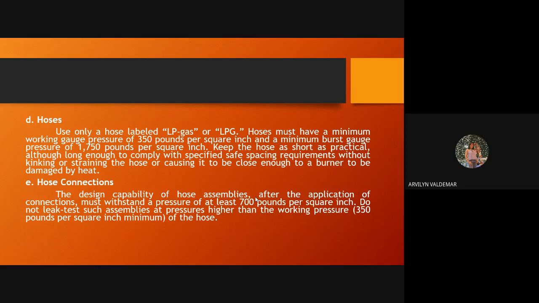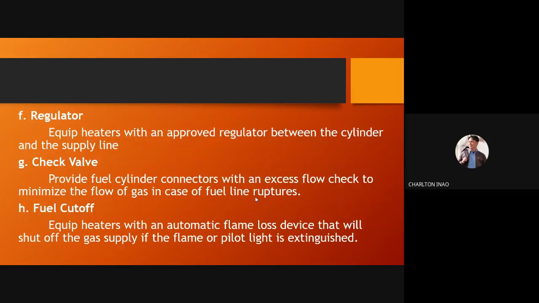Although long enough to comply with specified safe spacing requirements without straining the hose or causing it to be close enough to a burner to be damaged by heat. So, it should be far. Next is hose connections. The design capability of hose assemblies after the application of connection must withstand a pressure of at least 700 pounds per square inch. Do not leak test such assemblies at pressure higher than the working pressure of the hose.